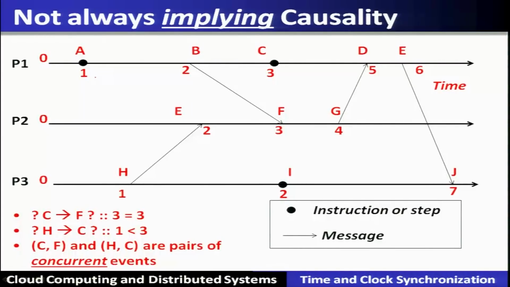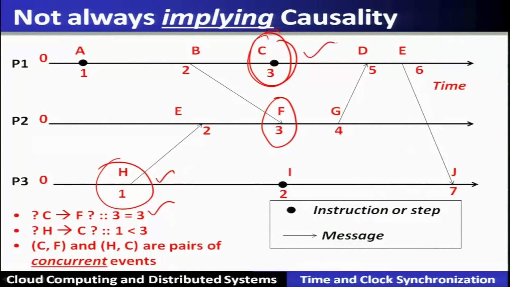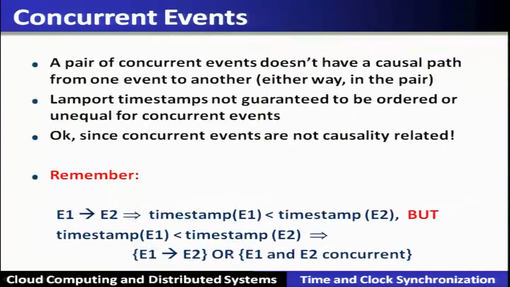Let us see through the example of C and F. Although their time stamp is 3, do we infer that C has happened before F? Similarly, H and C. The time of H is 1 and the time of C is 3. Can we infer that H has happened before C? No, we cannot. Why? Because they are not causally related. Hence, they do not follow the happened-before relation. Hence, they are called concurrent events. So, C-F and H-C are the pairs which are not obeying the causality relation, hence they are called concurrent events in this case.